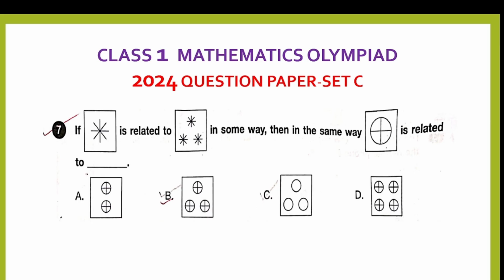Next question. If this is related to this figure in some way, then in the same way, this is related to what? So again, there should be a square and there should be three objects, right? But like this, isn't it? Therefore, choose the option. So option B is the correct answer for the given question.